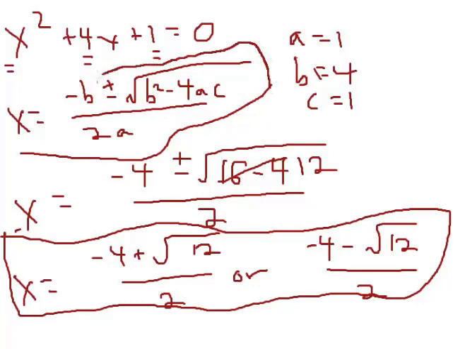Negative b plus or minus the square root of b squared minus 4ac, all, the entire thing, over 2a.